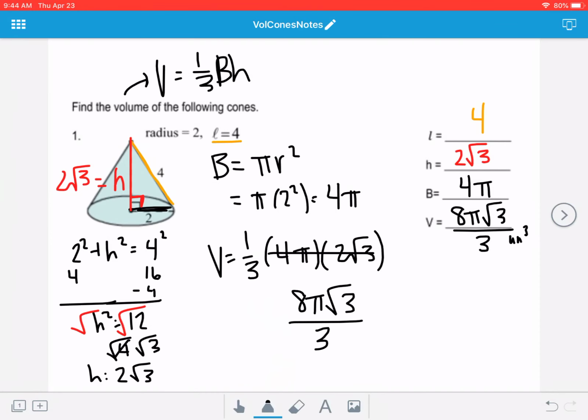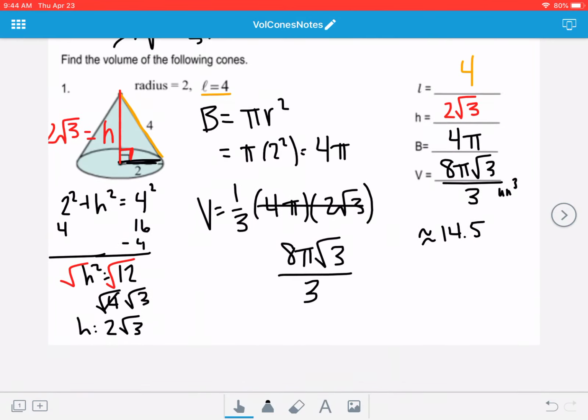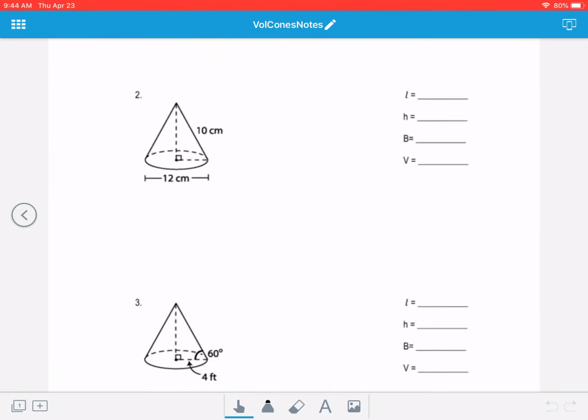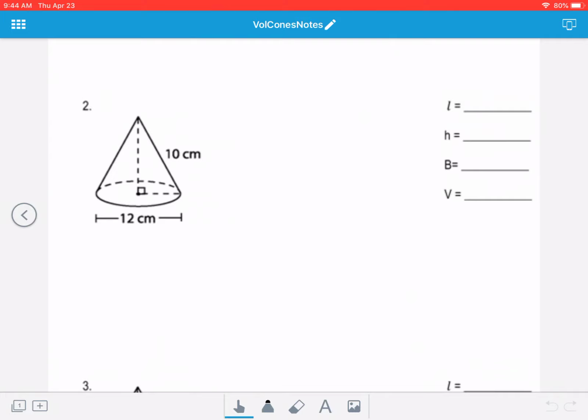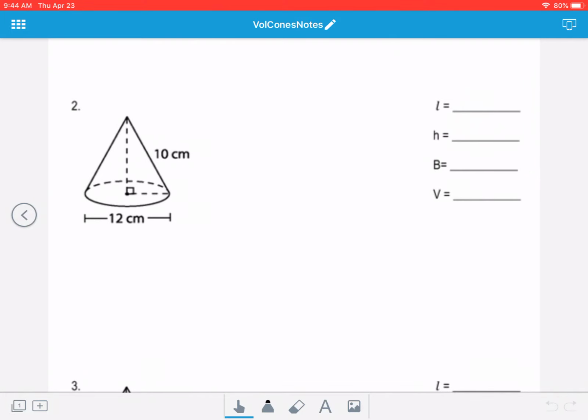Now if it did say to round, then when you put it in your calculator, you should get about 14.5. So make sure you know how to use your calculator with all those square roots and pies. Cool. Number 2 is on the next page. We're going to find the volume of this cone. It wouldn't be a bad idea to pause the video here and try it on your own.